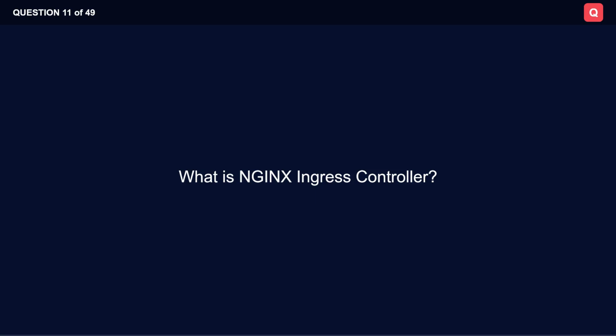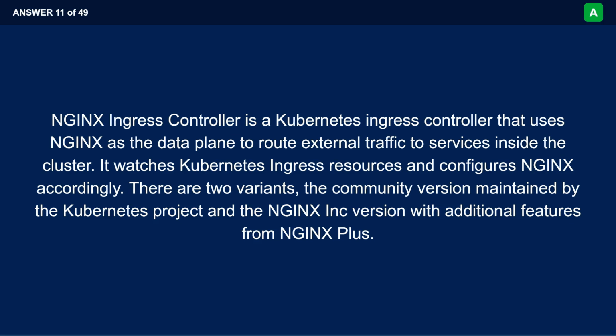What is NGINX Ingress Controller? NGINX Ingress Controller is a Kubernetes ingress controller that uses NGINX as the data plane to route external traffic to services inside the cluster. It watches Kubernetes ingress resources and configures NGINX accordingly. There are two variants: the community version maintained by the Kubernetes project and the NGINX Inc. version with additional features from NGINX Plus.